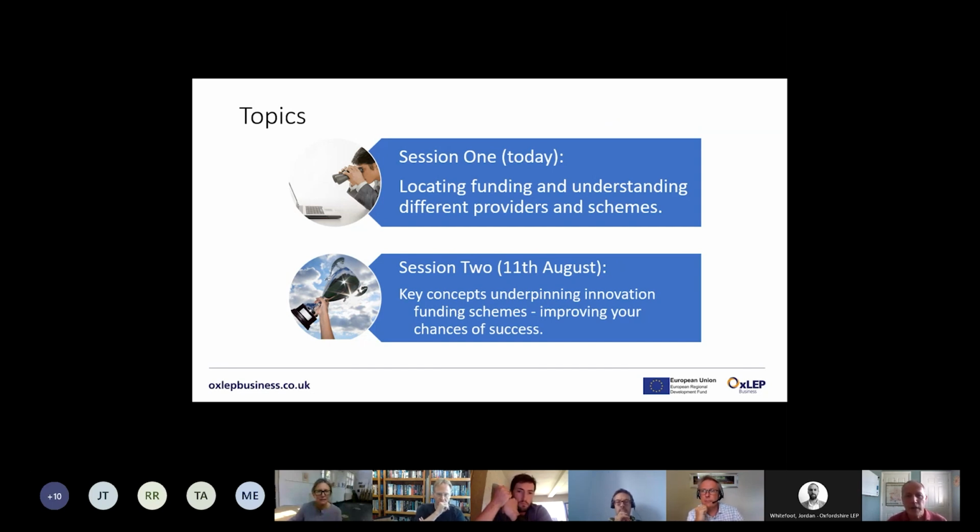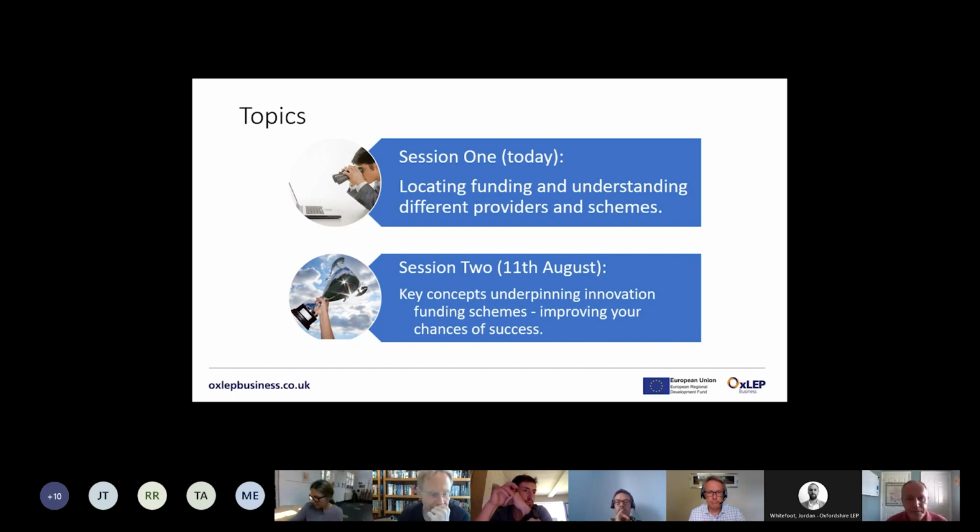Session 1 is about how to go about locating funding, and I want to put across some knowledge and experience that I've got with the different types of funding, how you might break down the task of looking for funds, and some of the organisations involved and some of the schemes, and we'll look at some of the major schemes as examples.